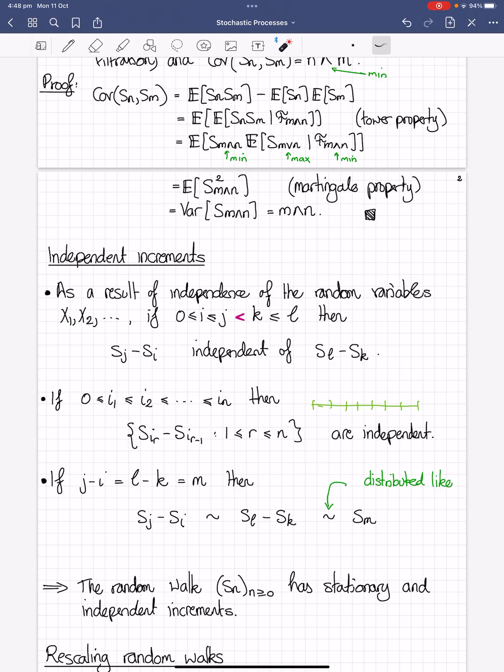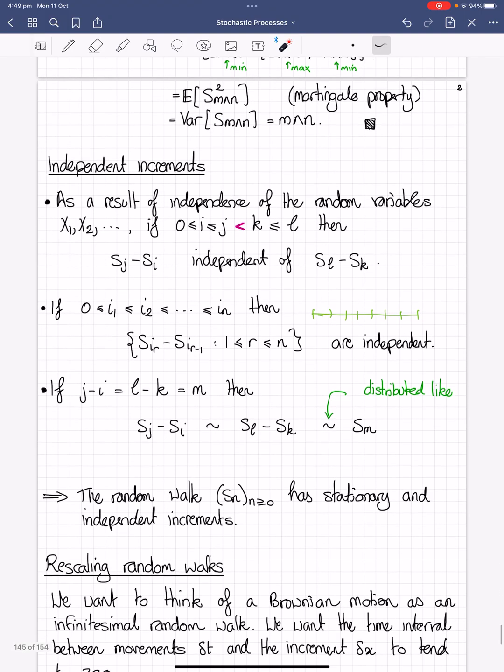The other interesting property of the random walk is that if j minus i is equal to l minus k, and that number is equal to m, then the distribution of the increment Sj minus Si is equal to the distribution of the increment Sl minus Sk, which is also distributed like just Sm. And this basically means that the random walk has stationary and independent increments.